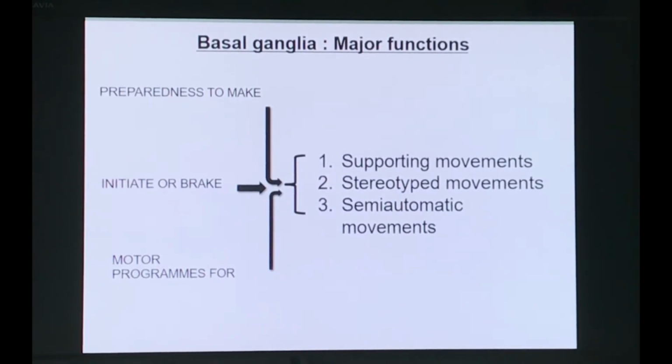Along with that, it also helps in preparedness for the movement. Before initiating any movement, there should be preparedness. For example, if a movement has to be executed through the limbs, that is through your hand, along with that there should be preparedness in your trunk, that is the axial skeleton, so your posture has to be maintained. All this preparedness to execute movements is also helped by the basal ganglia. So it helps in preparedness to execute a movement, it helps in initiating the movement, and it breaks the movement so that there is a stop.